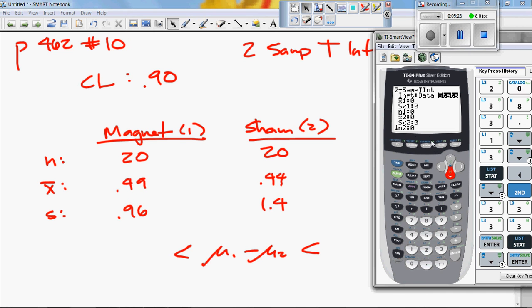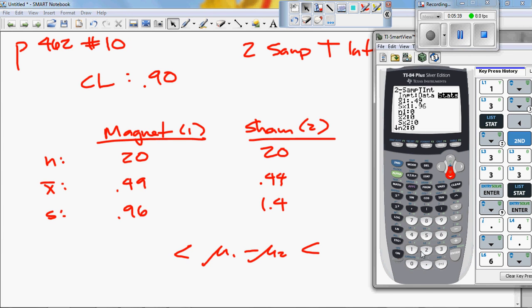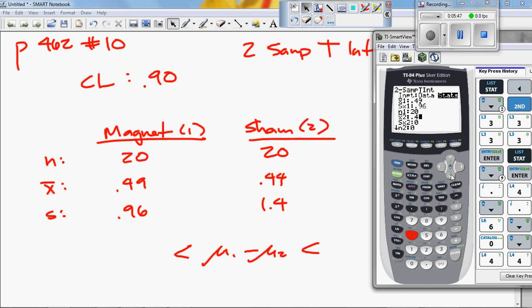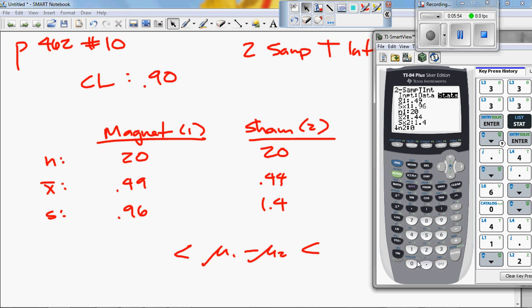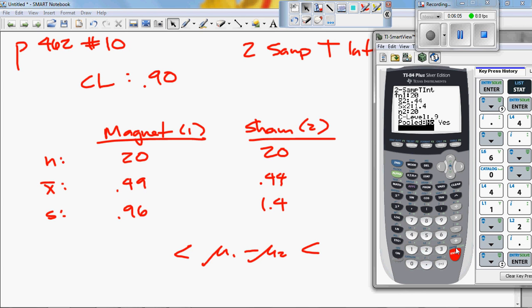Alright, x bar 1 is 0.49, s1 is 0.96, n1 is 20, x bar 2 is 0.44, s2 is 1.4, n2 is 20. The confidence level we're using is 0.9. Pooled should be no. And calculate.